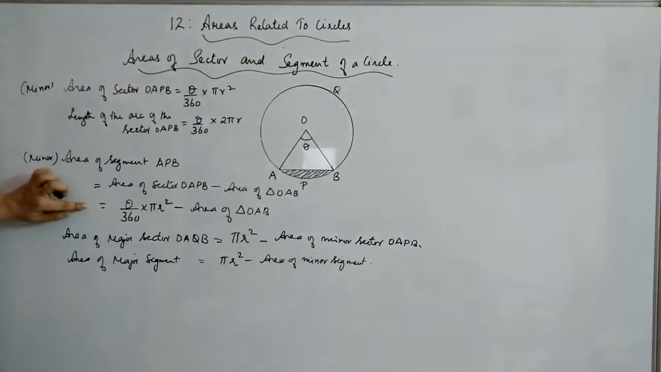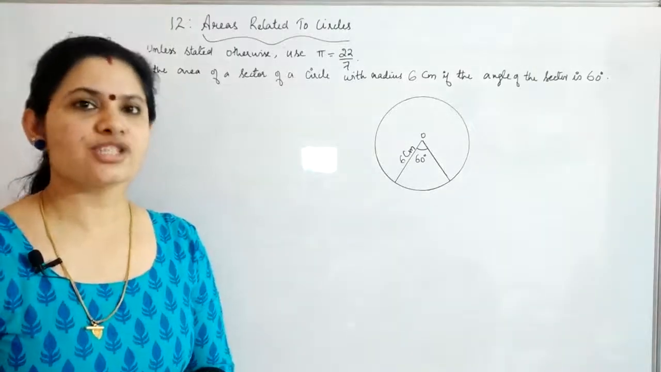Okay, area of minor segment is this one. Pi r square minus of this quantity will give you your area of major segment. Now let's start exercise 12.2.